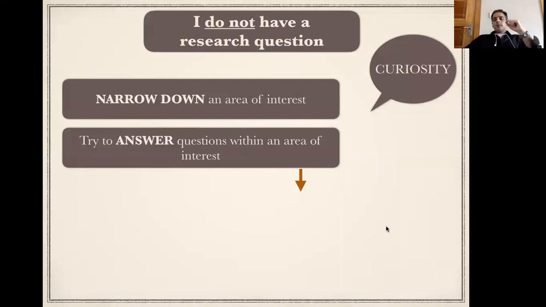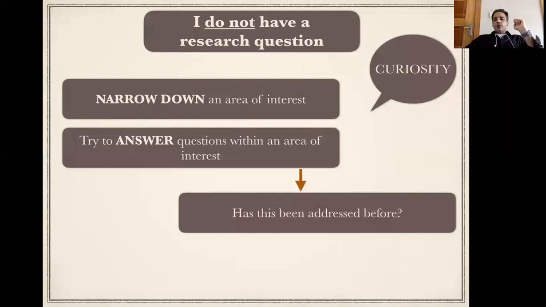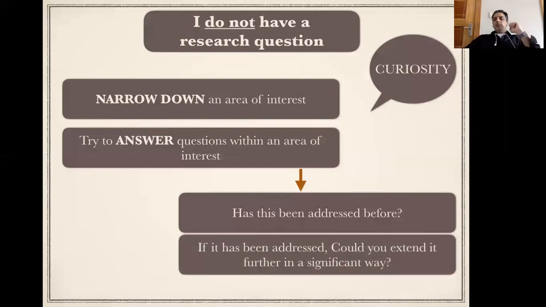Try to answer these questions. Has this been done before? If it has been addressed, could you extend it further in a significant way?